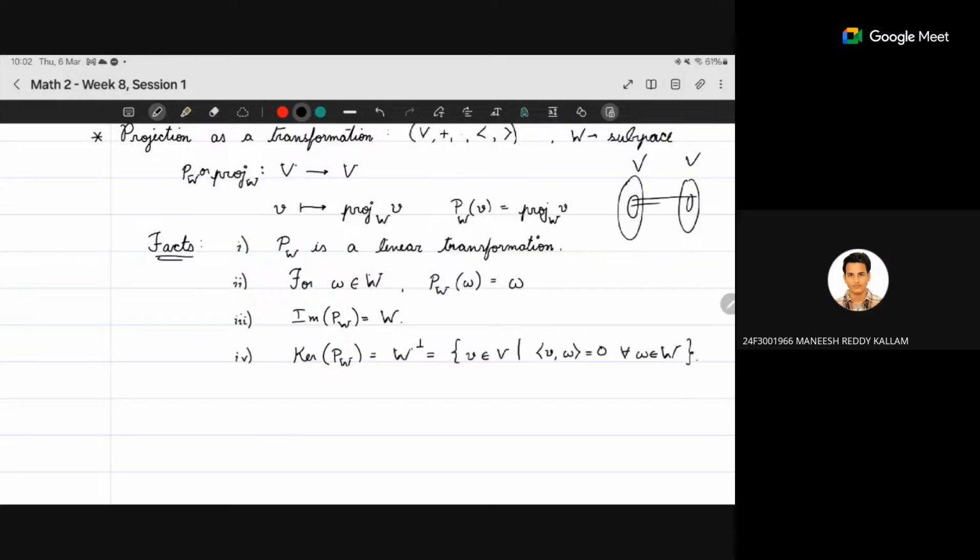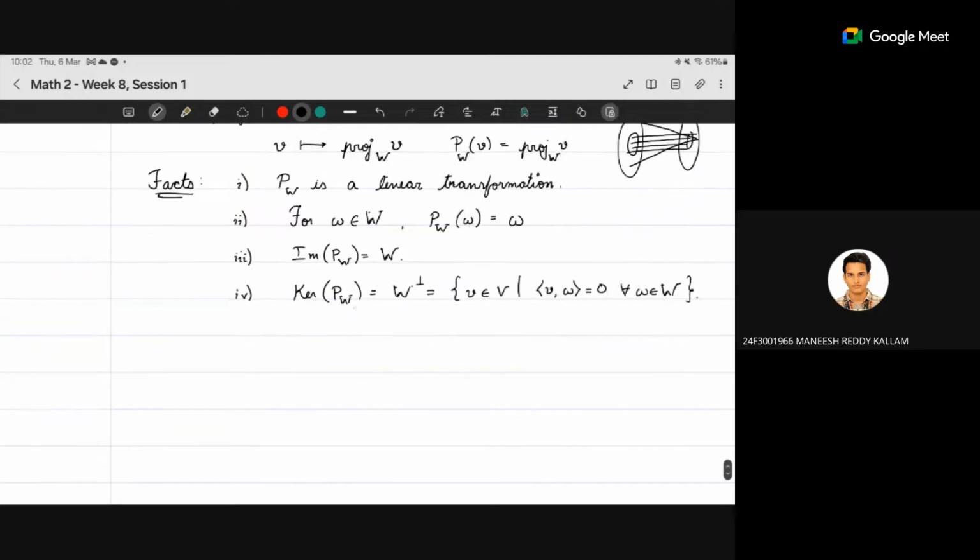Maybe that's too messy. You see, this is identically mapped to itself. But vectors in V are not mapped to a vector outside W. They're also mapped to something inside W itself. So the image of this transformation is actually equal to W, and the kernel, which is the vectors that go to 0. What vectors have 0 projection? The vectors which have 0 projection are exactly the vectors which are perpendicular to all vectors in W, which we denote by W perp.